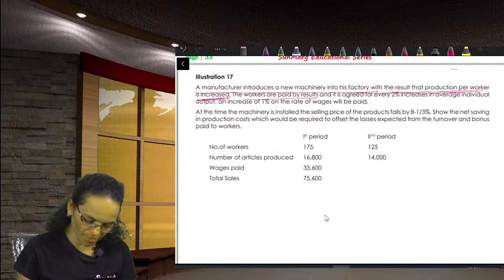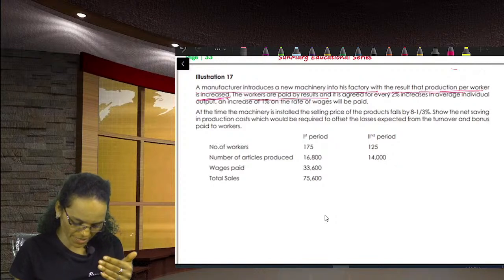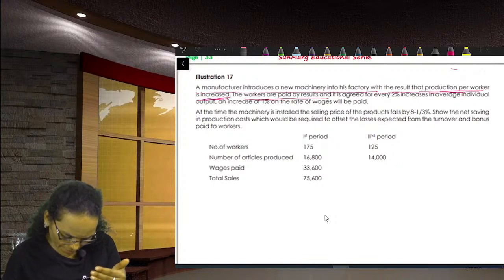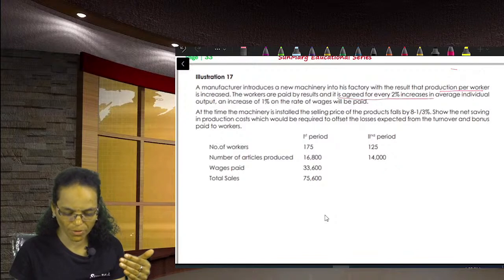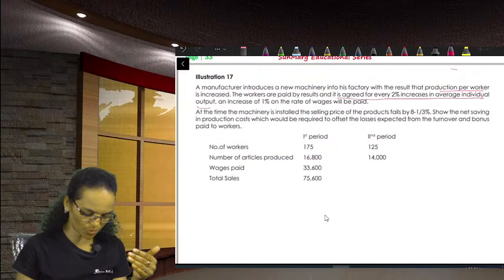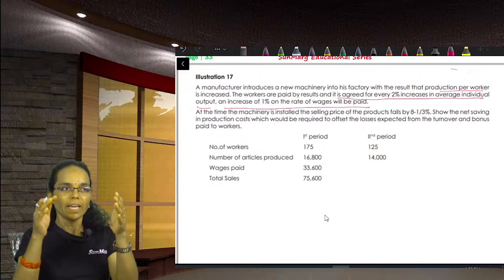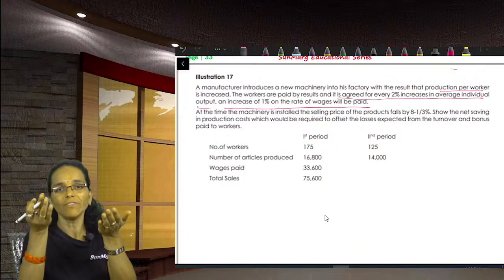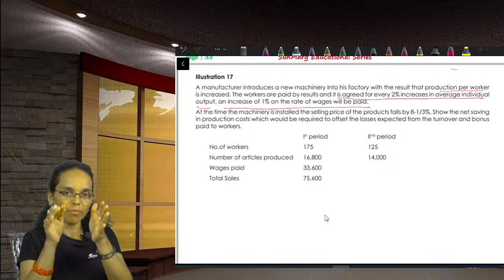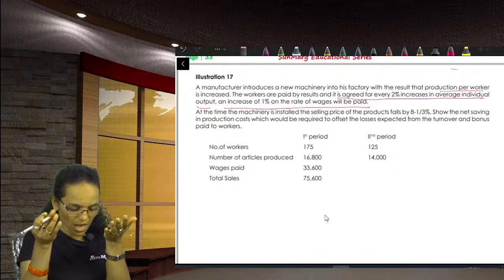The workers are paid by results. Based on their results they will get paid, and it is agreed that for every 2% increase in average individual output, an increase of 1% on the rate of wages will be paid. See, if the employee's output is increased by 100%, then 50%. It is not efficiency, we can say an increase in the average individual output.